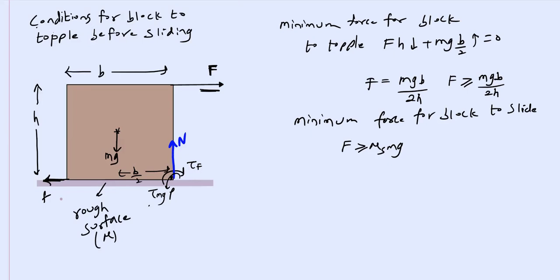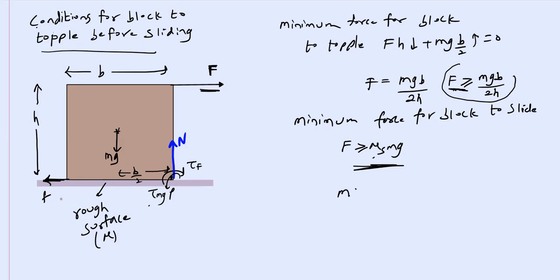for the block to topple before sliding. Condition for block to topple before sliding. So what should happen for the block to topple before sliding? This force should be less than this one. Then only what will happen? The toppling will take place. First toppling should occur means this particular force should be less than this one.